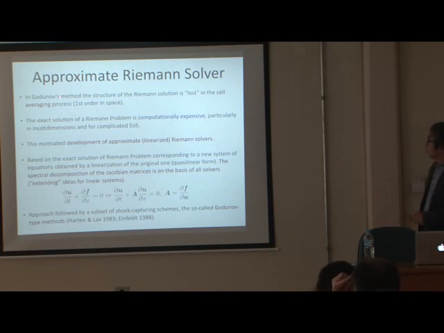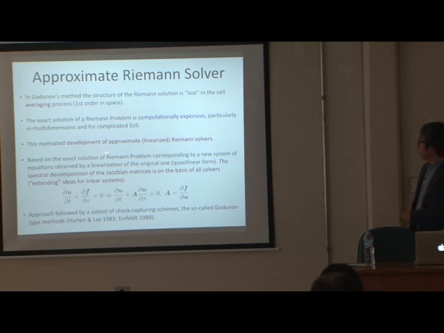So in the Godunov scheme, the structure of the Riemann solution is lost in the cell average in the process. This is first order in space. The exact solution of the Riemann problem is computationally very expensive, particularly in multiple dimensions and for a complicated equation of state. So we are motivated to develop approximate or linearized Riemann solvers. Most of our current numerical codes use approximate Riemann solver schemes.